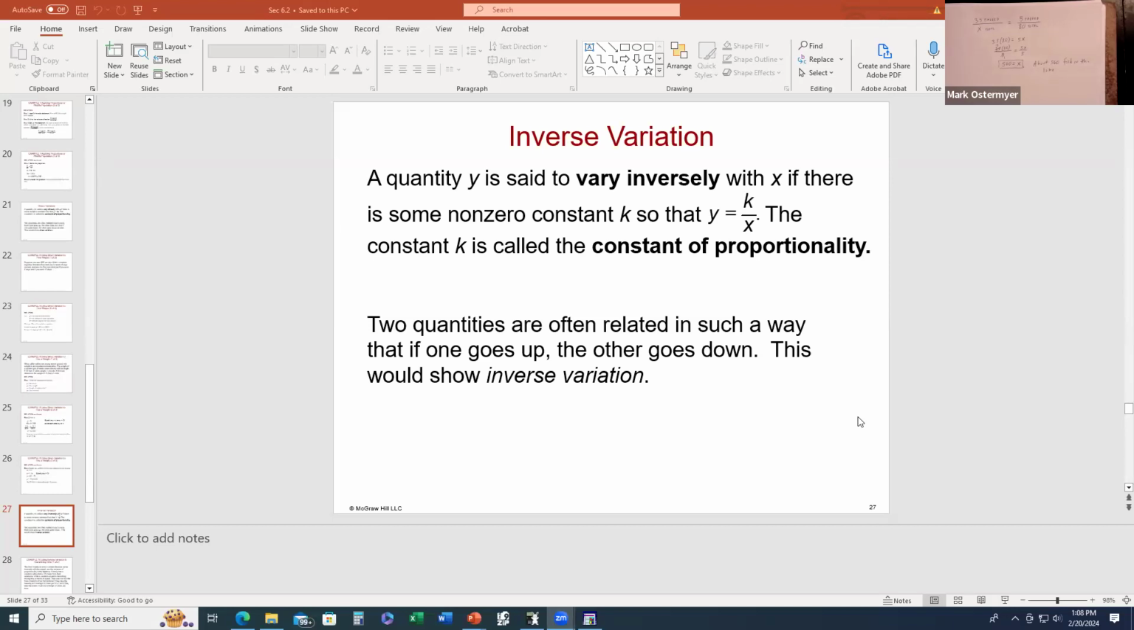Here's another example of an inverse variation. If the altitude above ground increases, the atmospheric pressure decreases, and vice versa. So altitude above ground and atmospheric pressure are inversely proportional to one another. Those are examples of inverse variations.